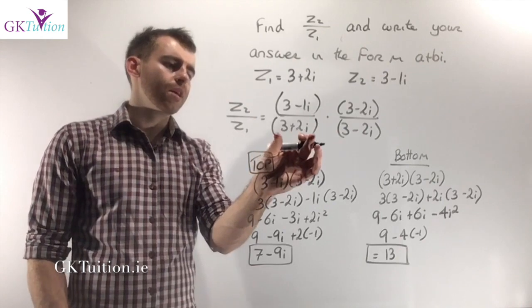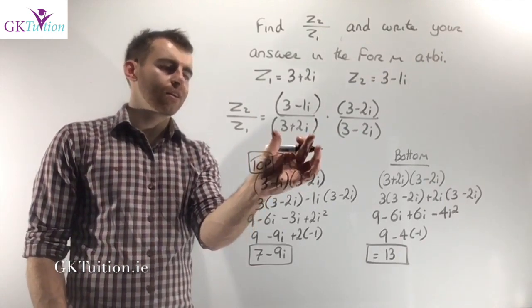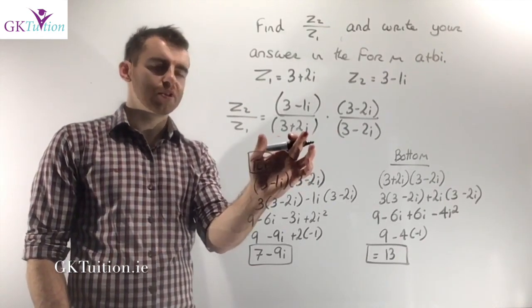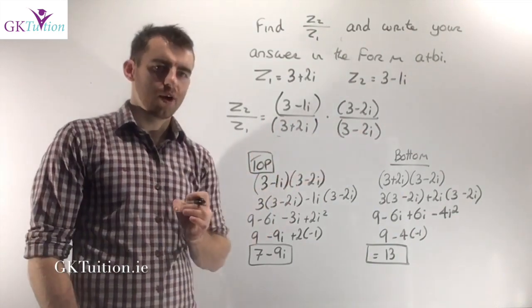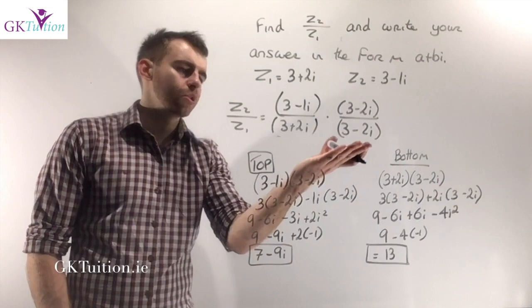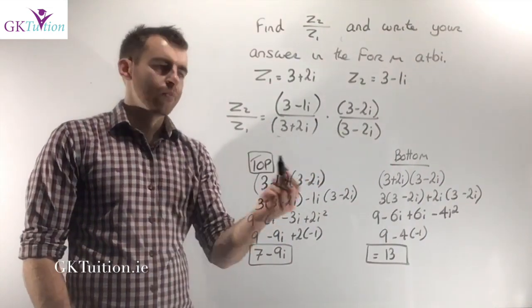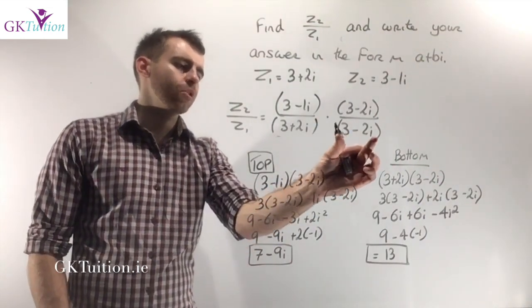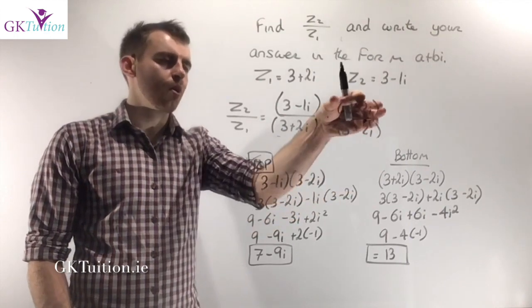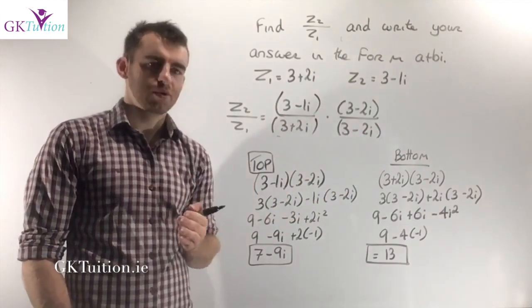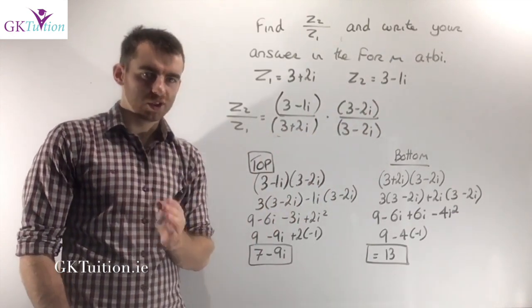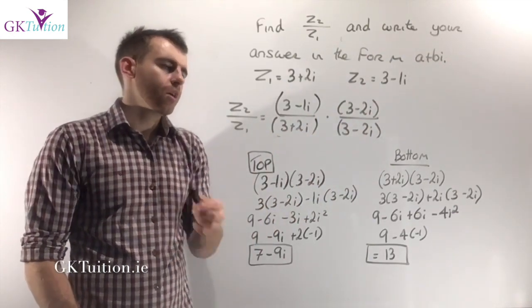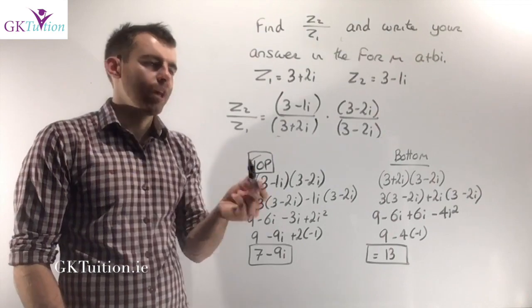In order to eliminate the imaginary number, we take the complex number on the bottom, which is 3 plus 2i, and we multiply it by its conjugate, which is 3 minus 2i. But you can't just randomly multiply the bottom by 3 minus 2i. In order to compensate, if you're multiplying the bottom by 3 minus 2i, you also have to multiply the top by 3 minus 2i. Because then ultimately all you're multiplying by is 1, which doesn't change the value of the expression.